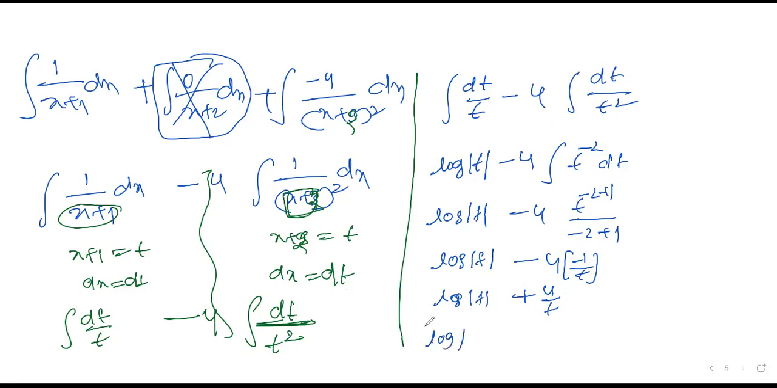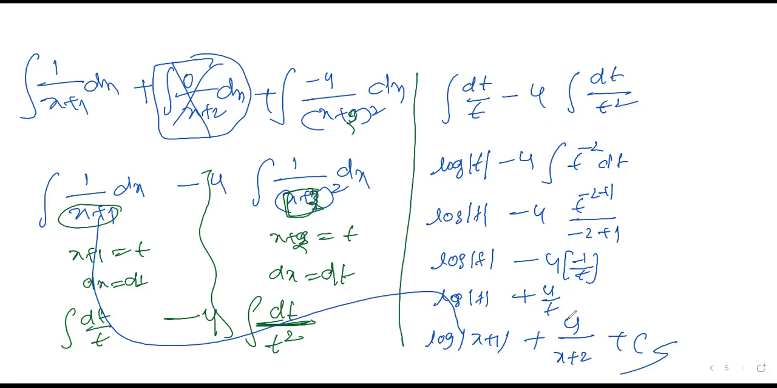So substitute t values. Log of t, and x plus 1 for the first case, plus 4 by x plus 2 for the second. This is the answer. Okay, because this t is for this understanding. Or else if you are confused, you can take t1 and t2. That is what you are not supposed to get any confusion. Okay, it's very simple. Clear?